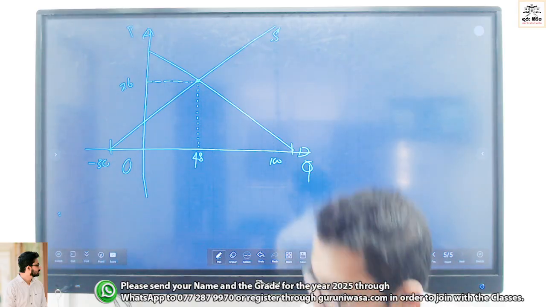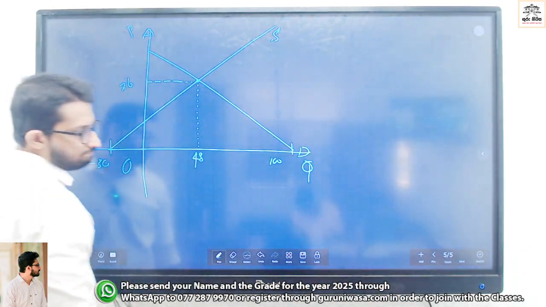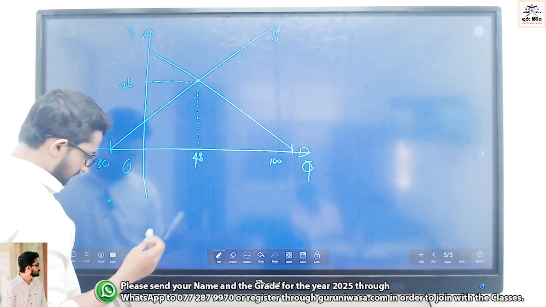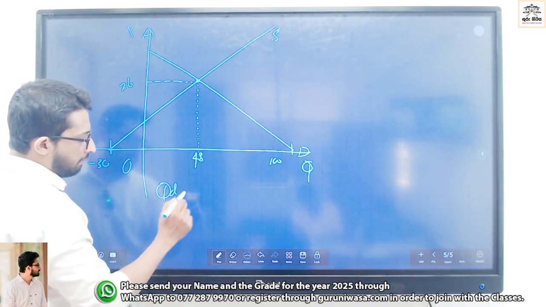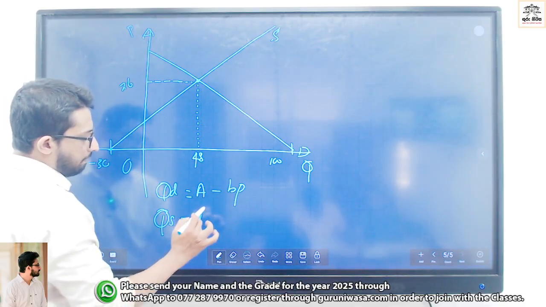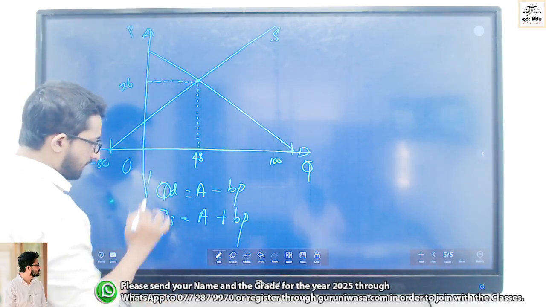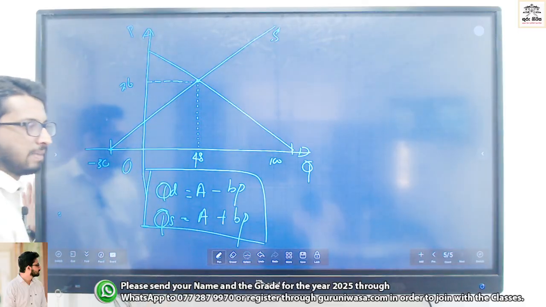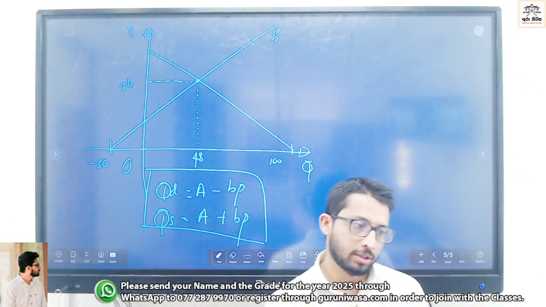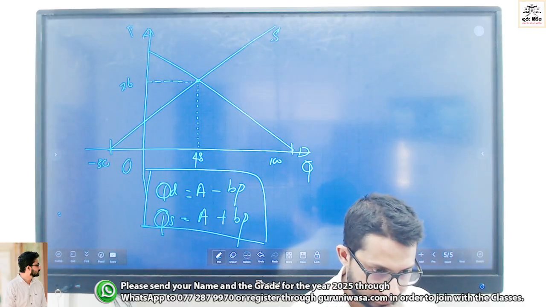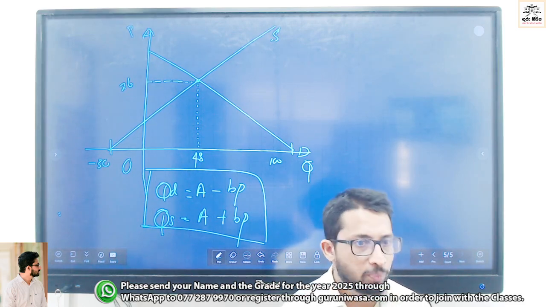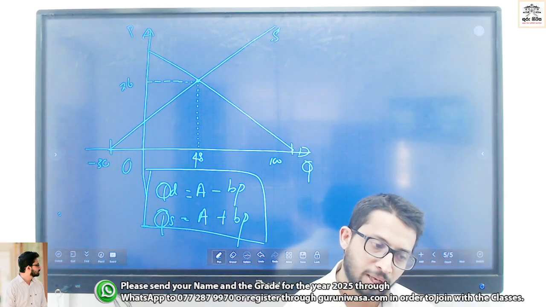Derive the demand and supply equations. What is the common or standard form of the equation of a linear demand curve? QD equals A minus BP. QS equals A plus BP. Based on these common forms, derive the demand and supply equations based on the information given. I'm not going to explain how to calculate slope, then calculate intercept. You can use any method.